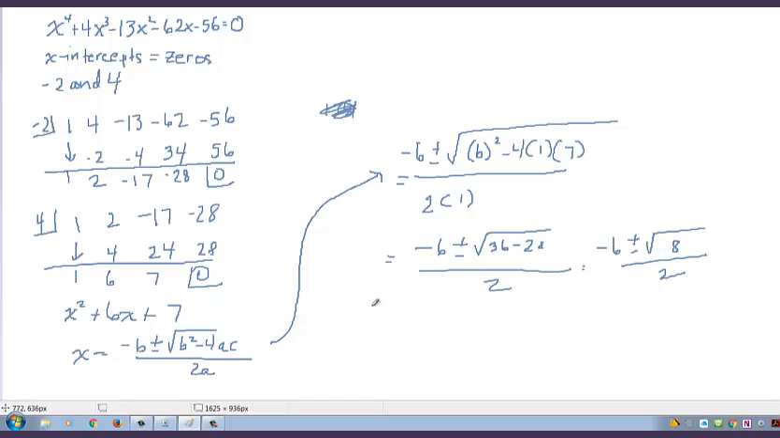That can be reduced to -6 plus or minus 2 square roots of 2 over 2. So our final last two zeros are -3 plus or minus the square root of 2, because I have to make sure to put this 2 under the -6 and under that. So here's my other 2. Thank you.